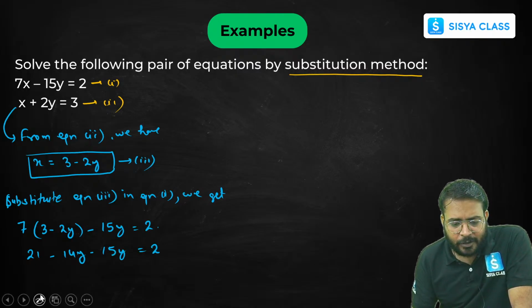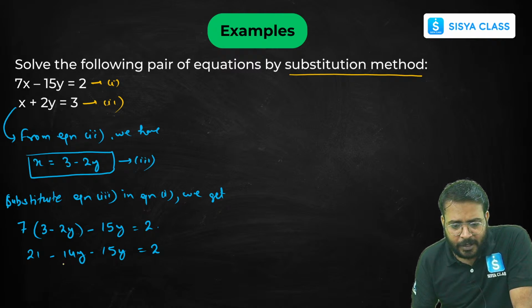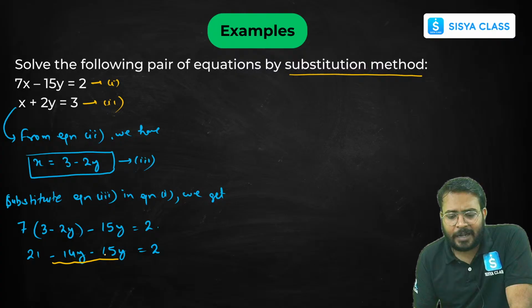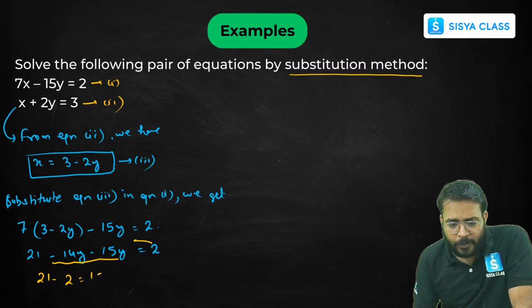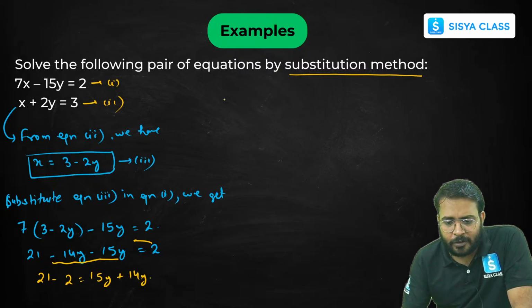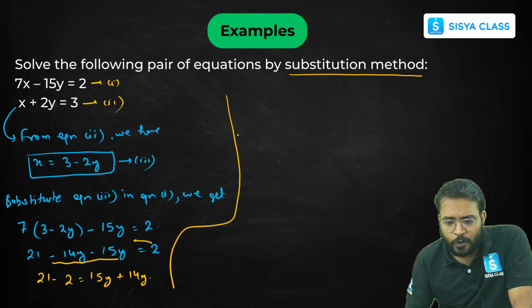Can I transfer this? Yes, sir, you can transfer this. So fine. These two, when you add, you will get 19y, and minus 2, when I transfer it, will give 21 minus 2. That is going to be, beta, 15y plus 14y. Yes or no? So from here, what will you get, dear?